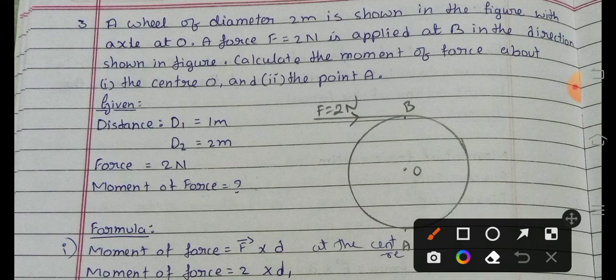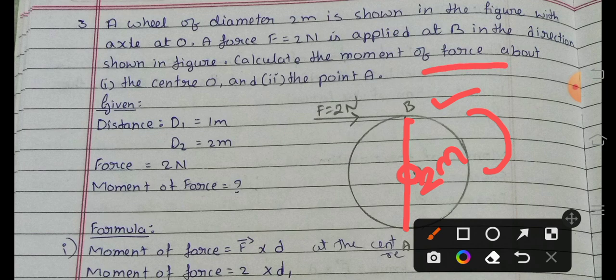Now, a wheel of diameter 2 meter. Diameter is 2 meter means from here to here it is 2 meter. Now with the axle point O, here is the point. A force F equals 2 Newton is applied at point B in the direction as shown. In which direction is this? Clockwise direction. Calculate the moment of force about the center O, and another at the point A. Here is the point A.